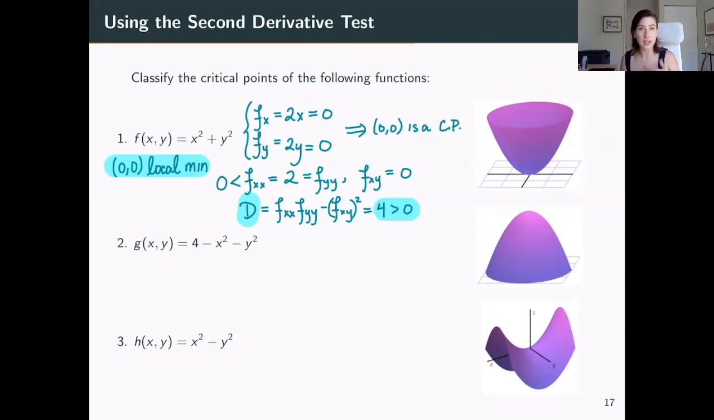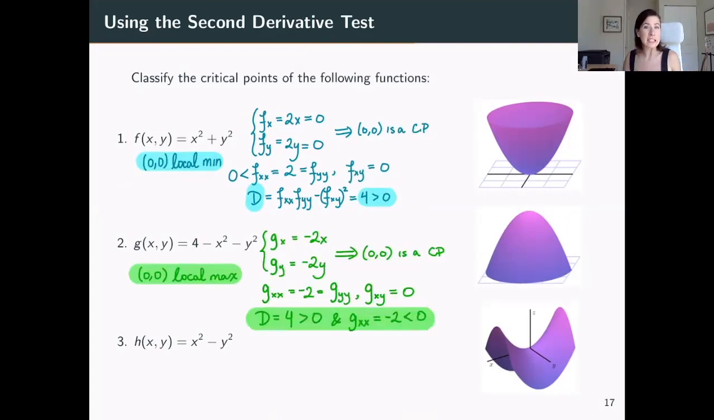Give the second one a try on your own. Pause the video and I will have it worked out when you come back, and we'll do the third example together. We should have gotten that (0, 0) was a local maximum, as is evident in the picture.